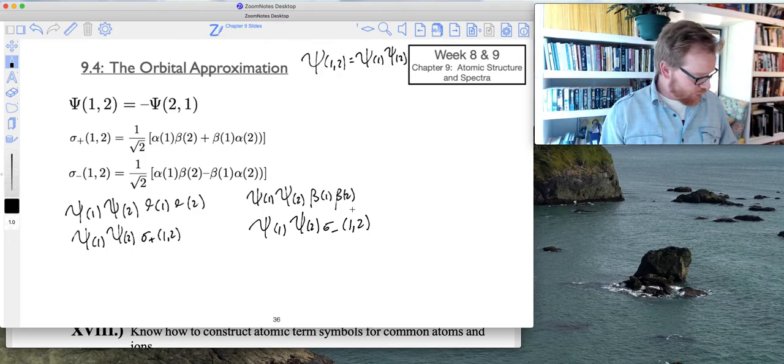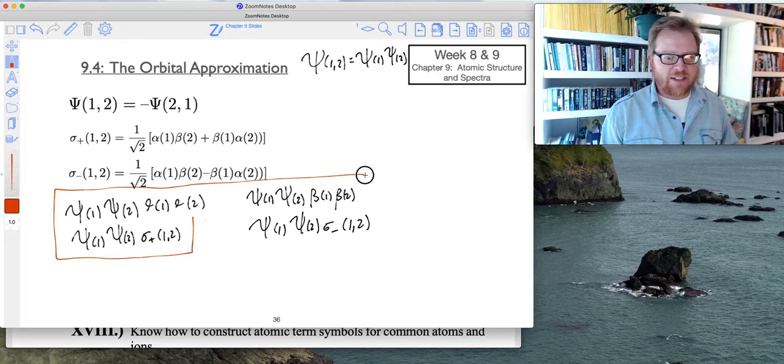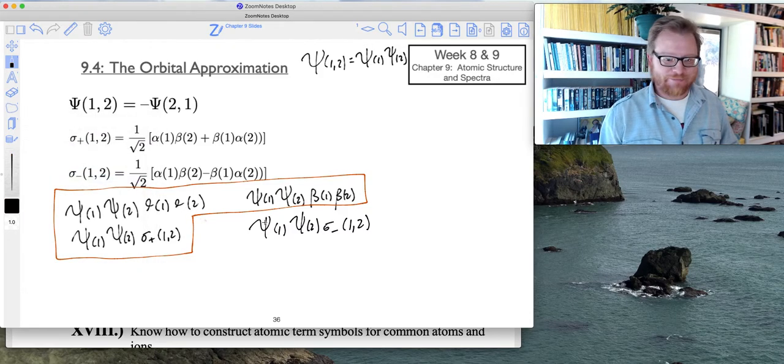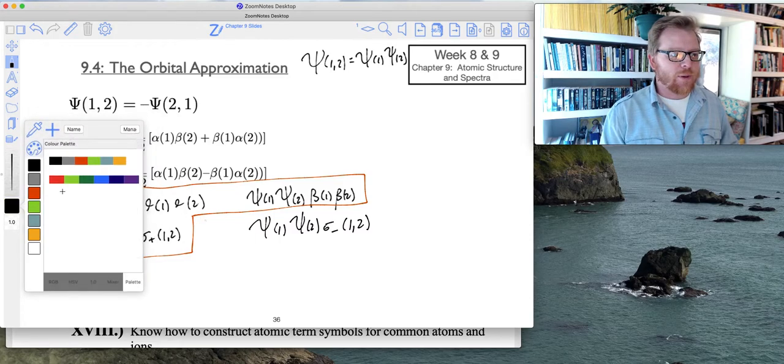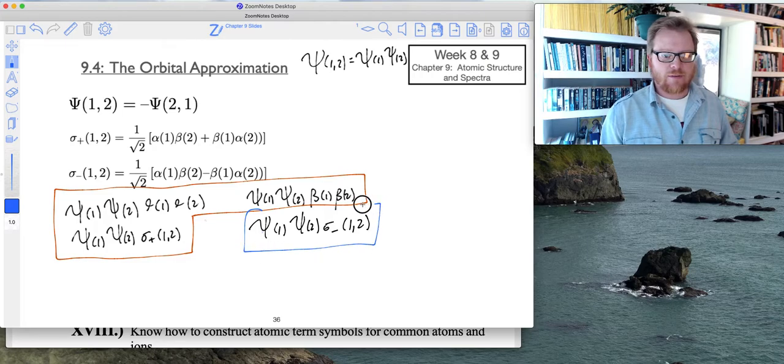And as it turns out, we can categorize these. We can group these together, and I'm going to group them together as follows. I'm going to group these three together, and we'll keep them as a triplet. And I'm going to group this one together, and I'm going to call it a singlet. Okay?